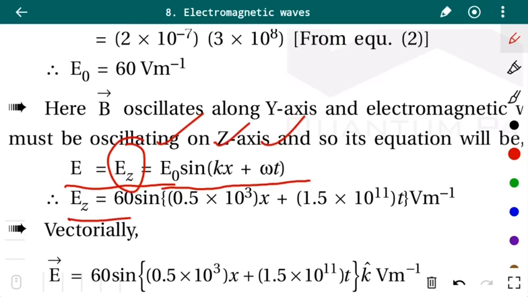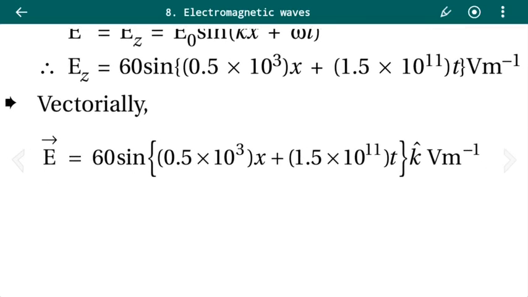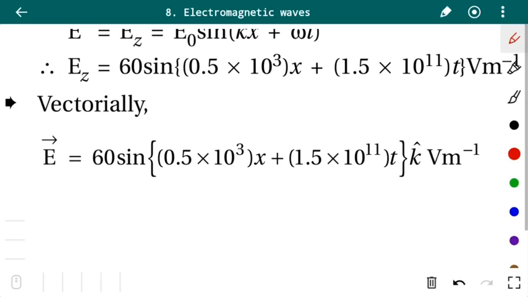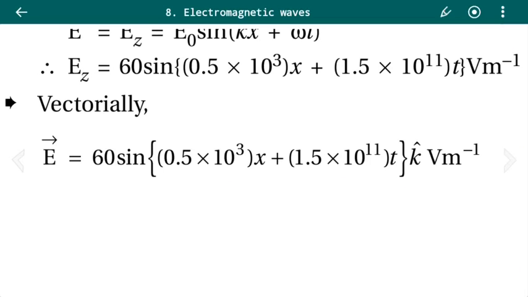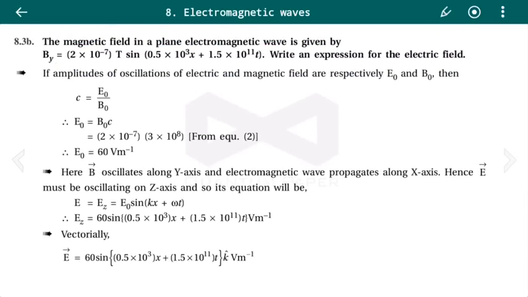That is, Ez equals 60 sine (0.5 into 10 raised to 3 x plus 1.5 into 10 raised to 11 t) volt per meter. And in the vector form, we can also denote it by the unit vector k. So E vector equals 60 sine (0.5 into 10 raised to 3 x plus 1.5 into 10 raised to 11 t) k cap volt per meter. So this is the expression of the electric field vector. So students, you may note down.